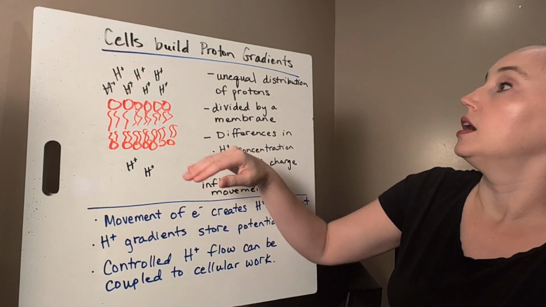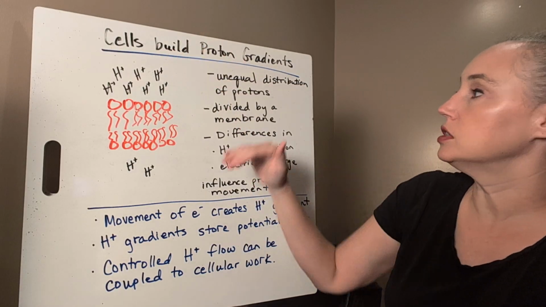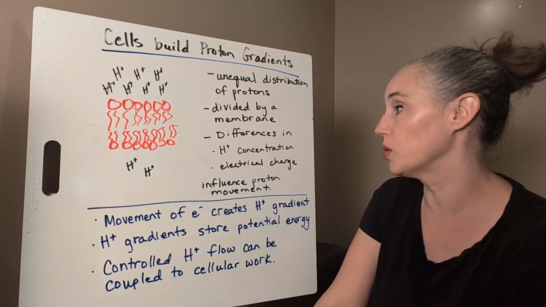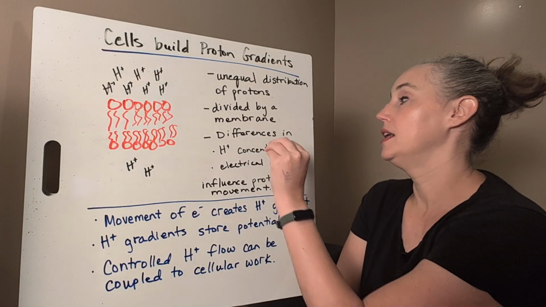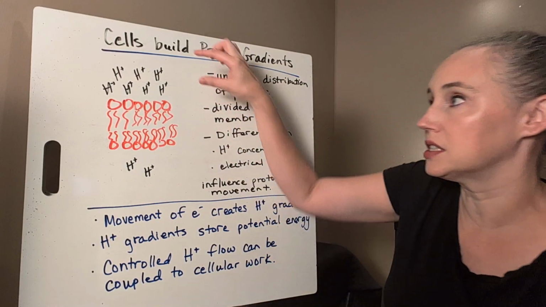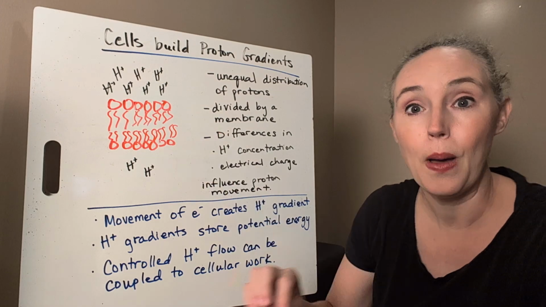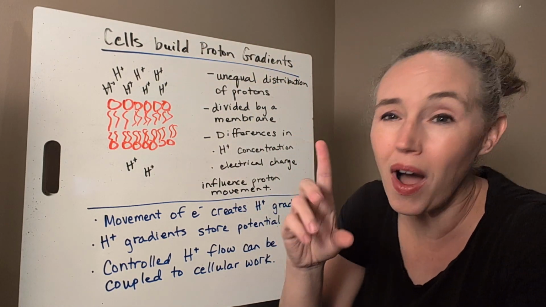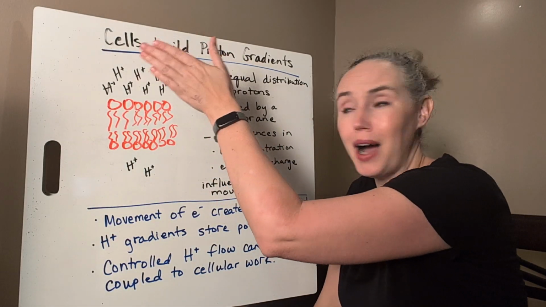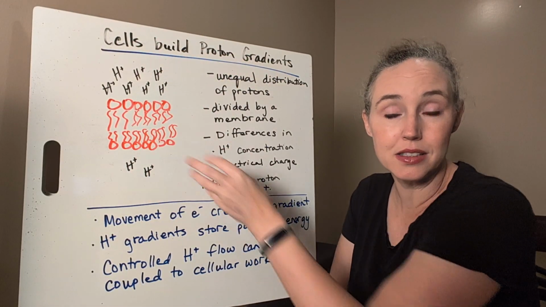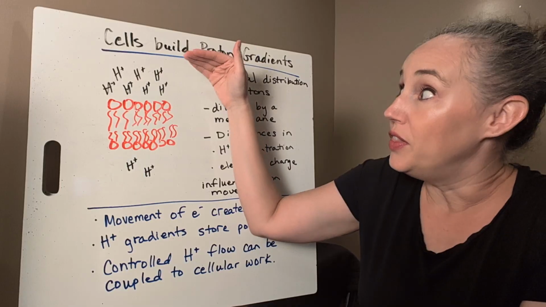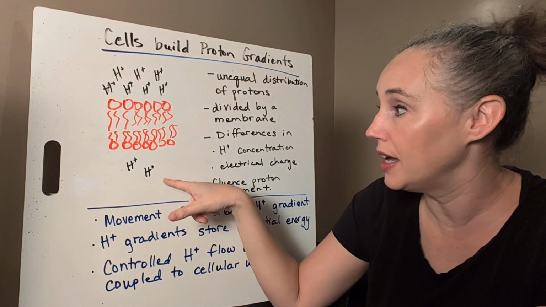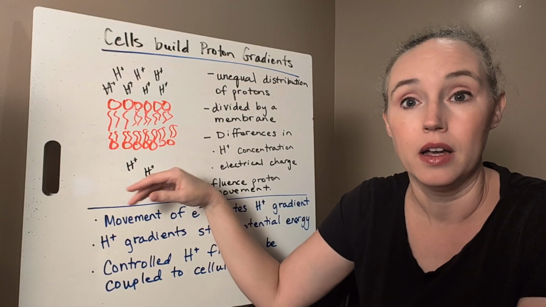So a proton gradient, again, is an unequal distribution of protons. It's divided by a phospholipid membrane. Not only do you have differences in H plus concentration, but you're going to have differences in charge. While we are looking at positive charges on both sides, the top here is more positive than the lower side.